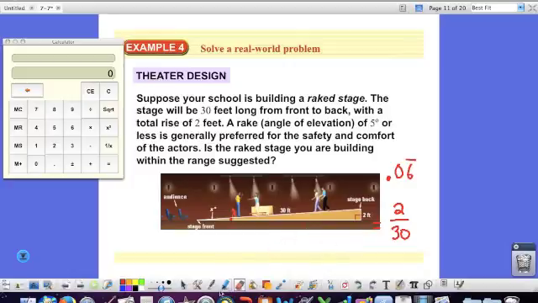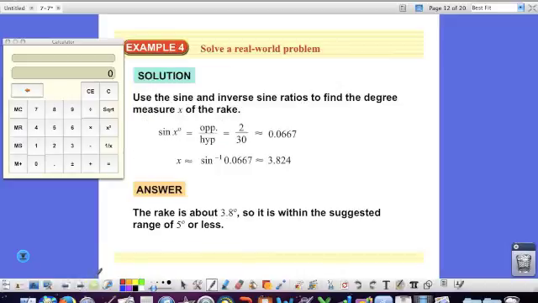So now I want to say that the inverse sine of 0.06 with a bar is, when I put that into the scientific calculator, 3.8225. That is less than 5 degrees, so my rake stage falls within that level of degree of elevation. And there are the steps worked out if you want to follow it through.